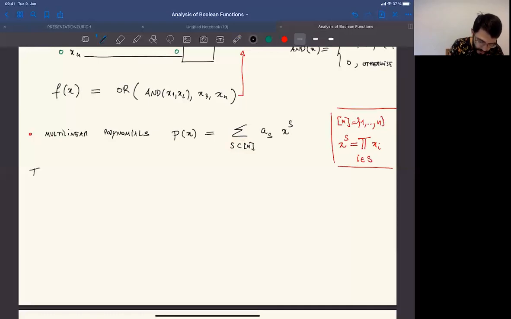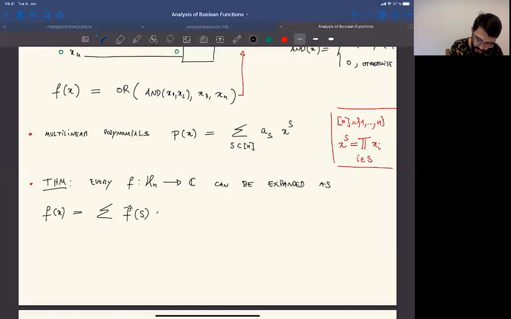And theorem: every generic f can be expanded as a multilinear polynomial. And we always denote its coefficients by this.